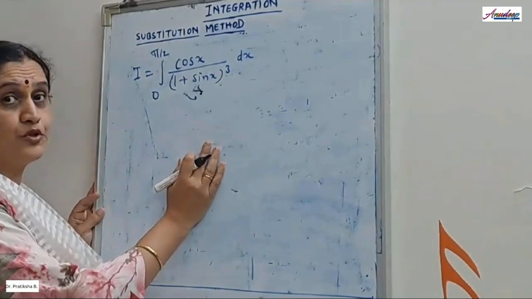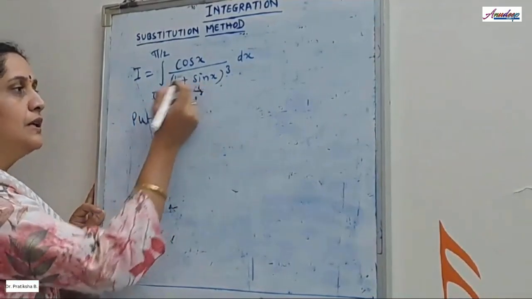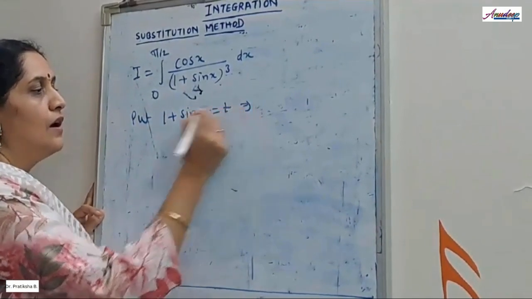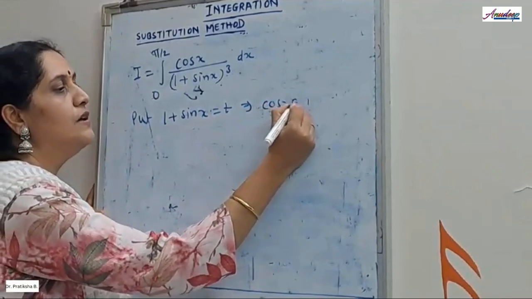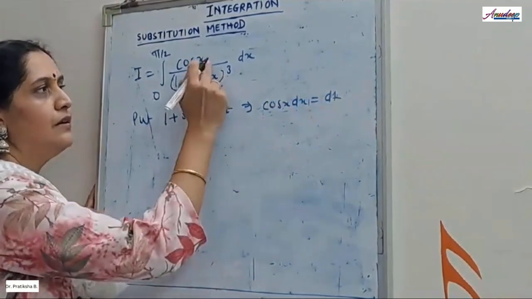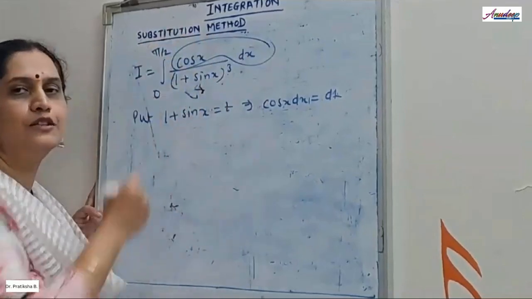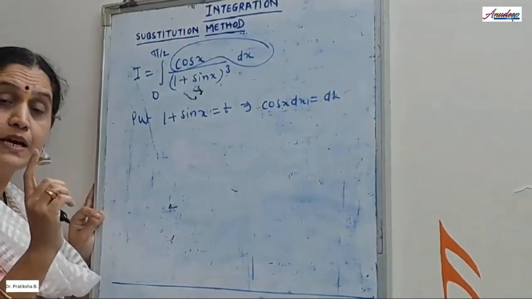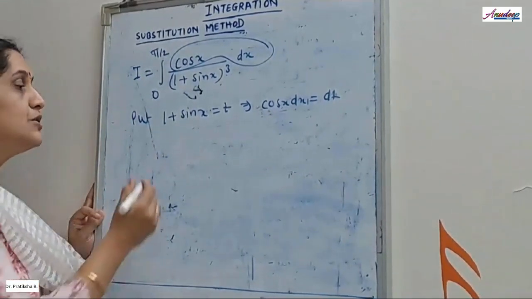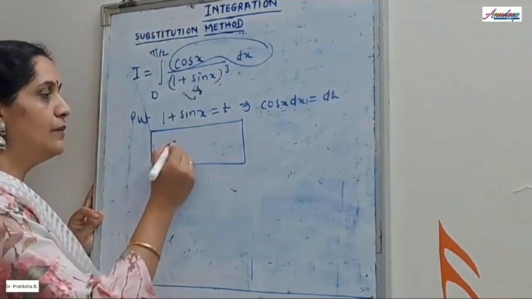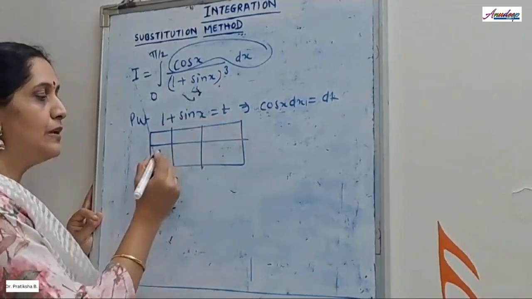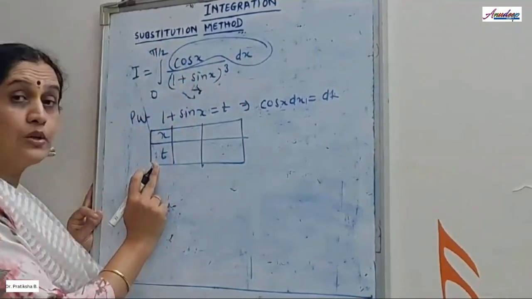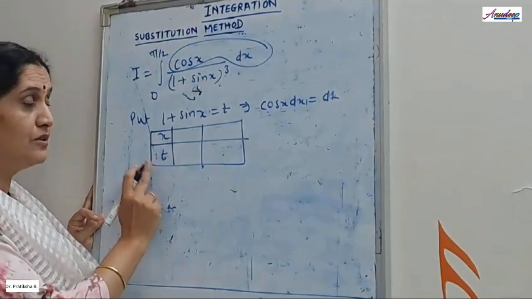So let us simplify the problem. This is again on the substitution method. If I substitute the denominator 1 plus sine x is equal to t, I can get cos x dx is equal to dt, right? And that is the term that is present in the numerator. So I can very well apply this method. But here, in case of definite integral, there is one additional step that you need to carry out. That is, you need to calculate the limits for the new variable that you are going to substitute. Which is the new variable? t. Which is the old variable? x. These are the limits for x, right? So we need to calculate the limits for the new variable t.